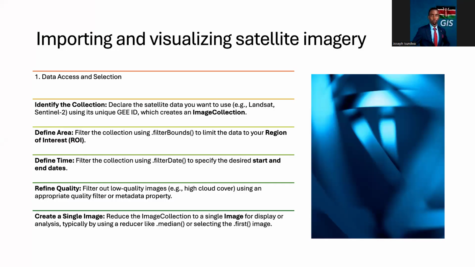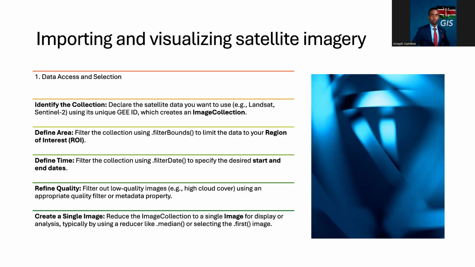So first of all, we have to do data access and we select what we have, and then we identify the collection that we are doing. So identifying collection, this is to declare the satellite data you want to use. For example, Sentinel-2, and get it using the ID. We will see how we get it using the ID. And then when we import it, we create it as an image collection.